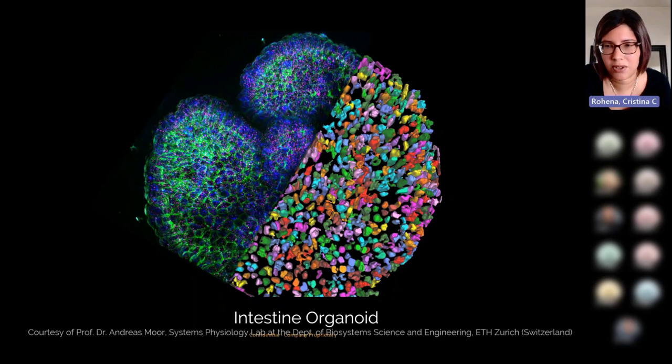Here you have an intestine organoid. This was labeled with smFISH. And you can see that even though this is a very dense organoid, with Aivia, you can really finely segment each of the individual cells of this organoid that may have been difficult to do with traditional segmentation based on thresholding.